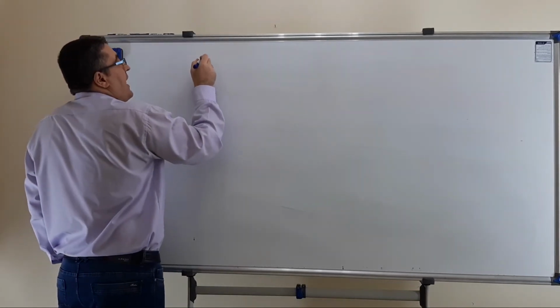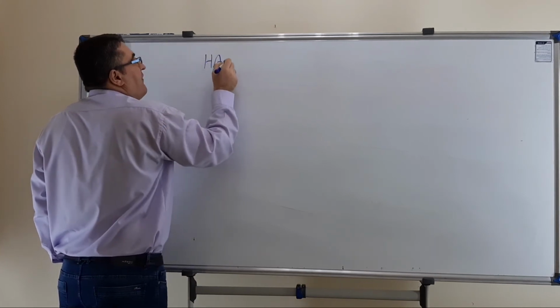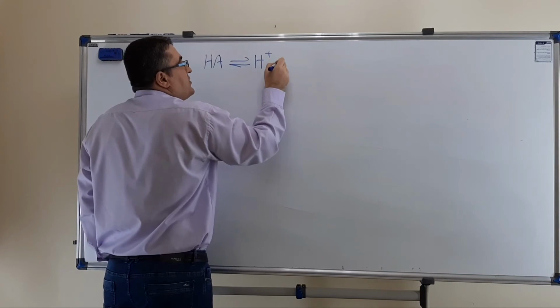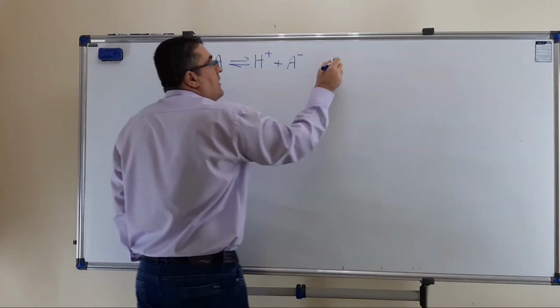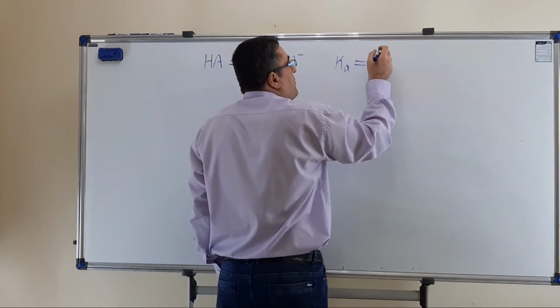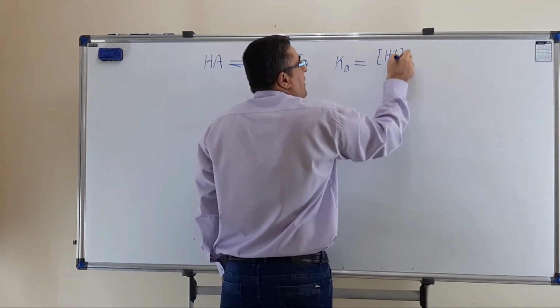Consider the acid HA in the amphiprotic solvent HS. Its acid dissociation reaction will be as follows. Its acidity constant in terms of equilibrium concentration will be as follows.